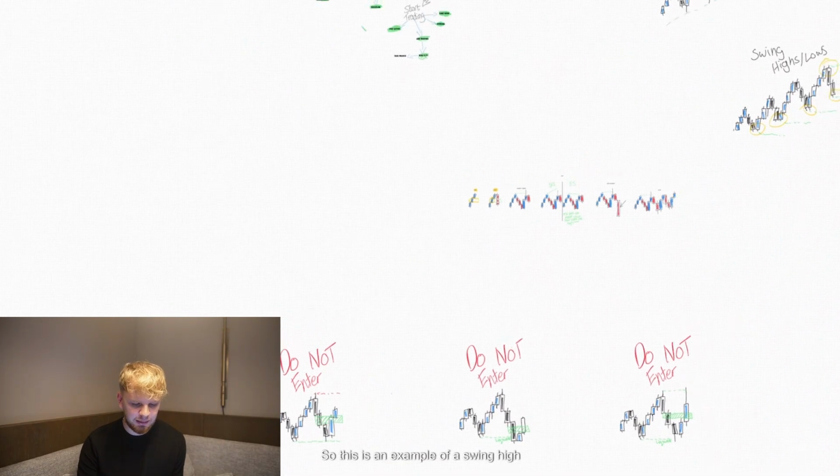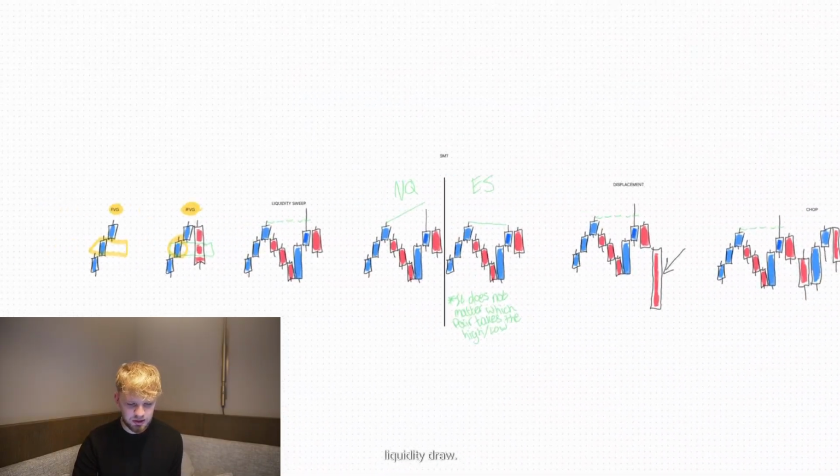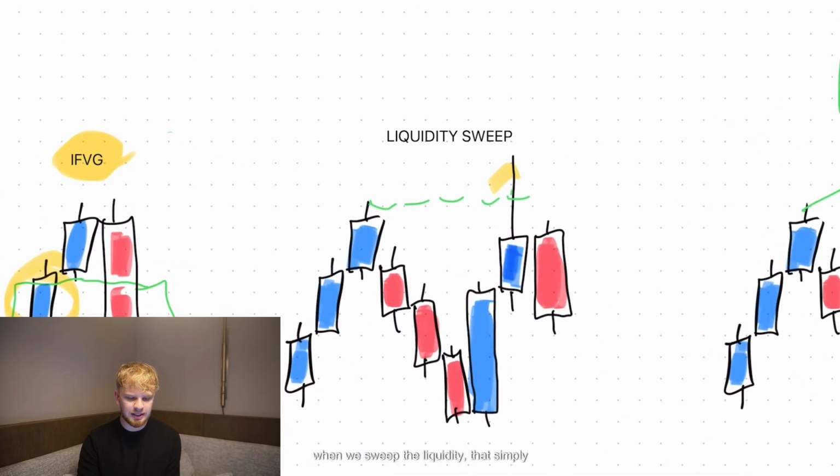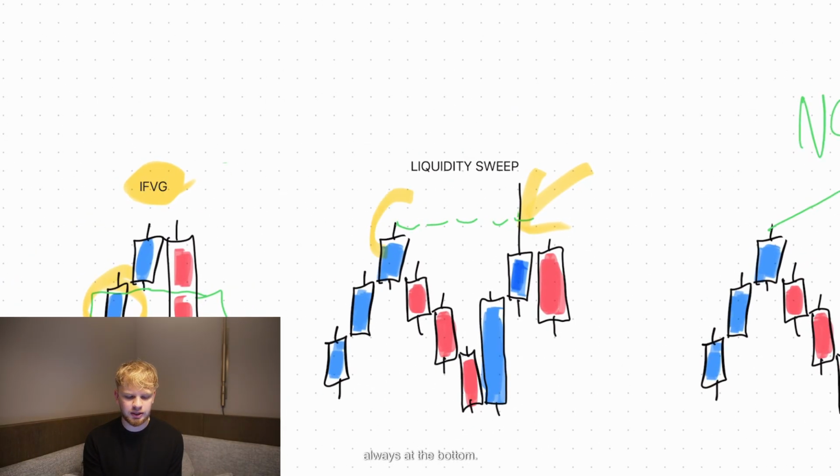This is an example of a swing high liquidity draw, and as you can see, when we sweep the liquidity, that simply means taking it. So that can be a wick, that can be a body of a candle. As soon as some sort of price action, in this instance this wick, has taken out this buy side liquidity, we have swept buy side liquidity. Buy side is always at the top, sell side is always at the bottom.